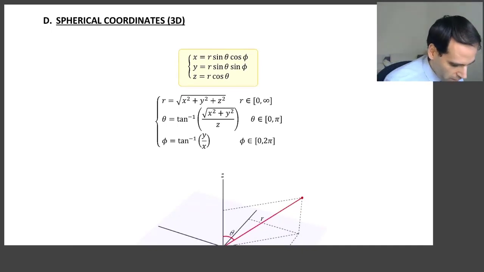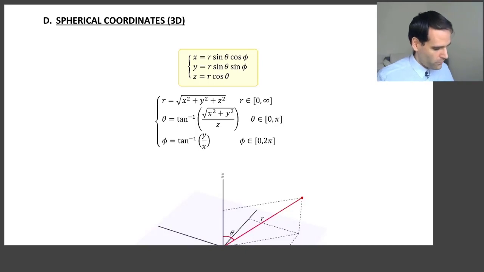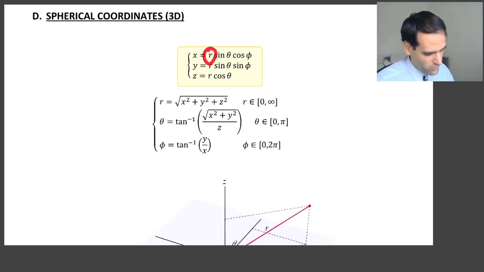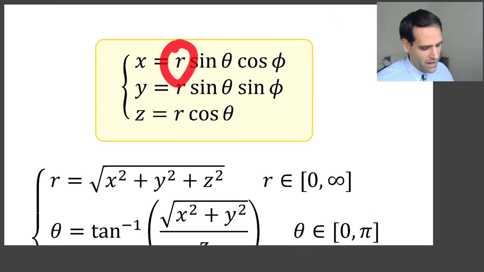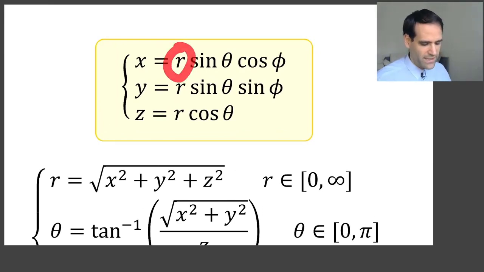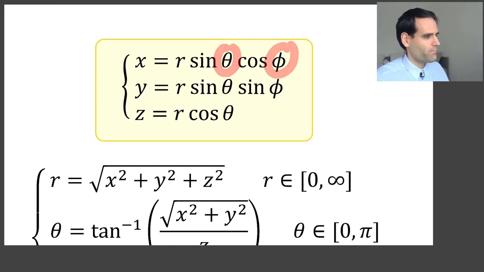So in spherical coordinates, instead of having rho, phi, and z, we now have one distance and two angles. Okay? So we have r. To distinguish it from polar, I call it r. I no longer call it rho. This time r is the distance to the origin. And then we have two angles, theta and phi.